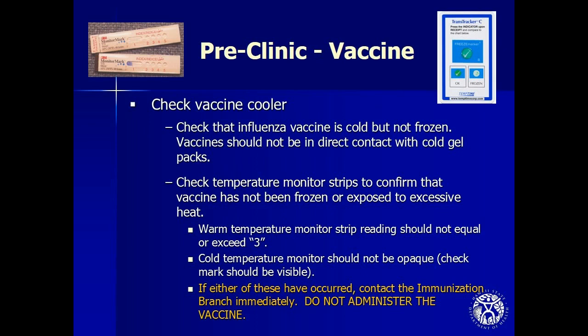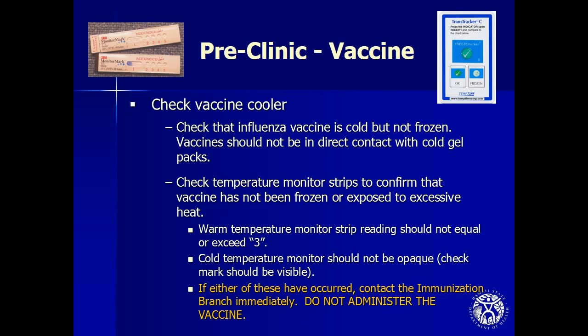The clinic manager or vaccine group supervisor must check the vaccine cooler to ensure that the vaccine is cold, but not frozen. Vaccines should not be in direct contact with the cold gel packs. The vaccines should have been packed with temperature monitor strips. Check the monitors to confirm that the vaccine has not been frozen or exposed to excessive heat. Warm temperature monitors are pictured in the upper left-hand corner. The strip reading should not equal or exceed the number 3.